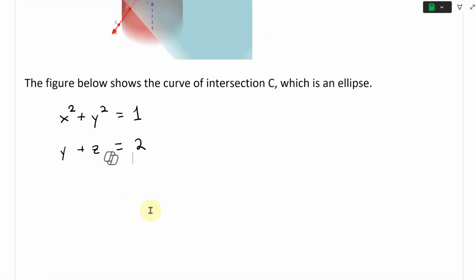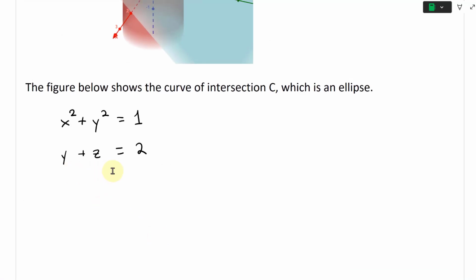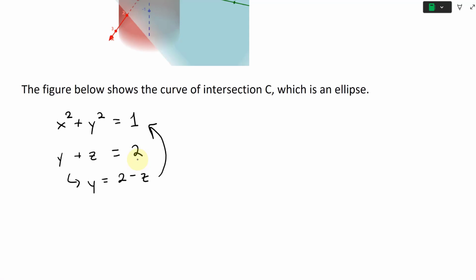What we could do here is rearrange this to make y equal to 2 minus z. Move the z over to the other side, so y equals 2 minus z. And then we could throw this inside there, and we get basically the point of intersection. We put the y inside there, replace it, and this is at the intersection. At the intersection, we're going to have the equation where these all have to match.